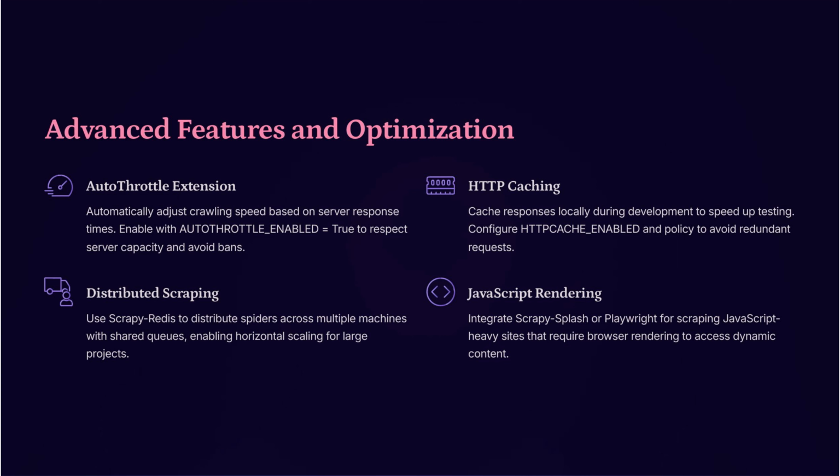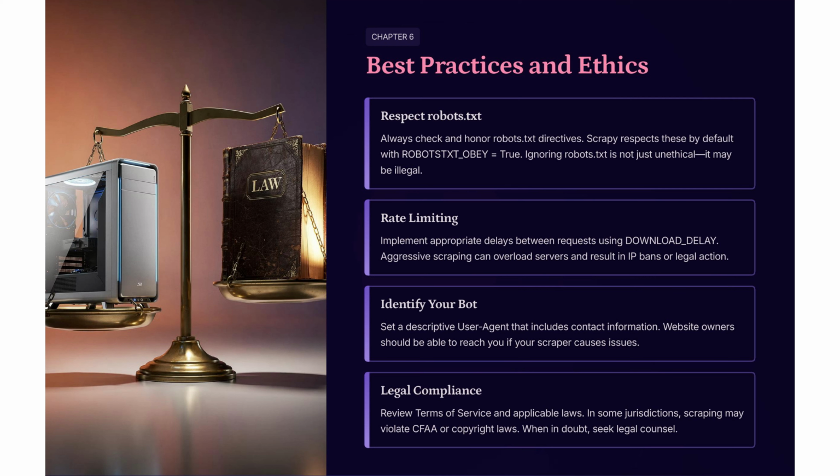Respecting robots.txt is crucial. Scrapy defaults to ROBOTSTXT_OBEY = True. Implement download delay to prevent server overload and potential IP bans. Always set a descriptive user agent with contact info. Review terms of service and laws like the Computer Fraud and Abuse Act to ensure compliance. Legal counsel is advisable when uncertain about scraping legality.